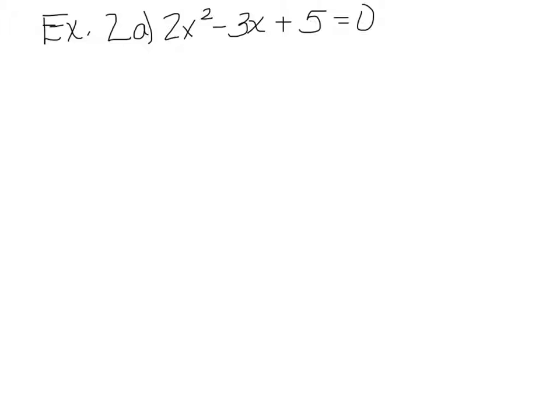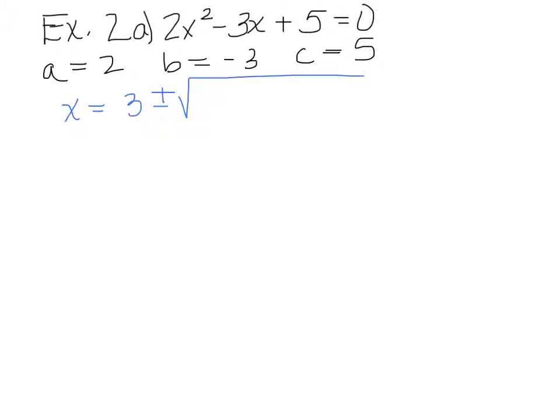Okay, and then some quadratic equations have solutions that are imaginary. So pure imaginary means there's no real number with it. So I'm going to use quadratic formula. A is 2, B is negative 3, and C is 5. So I'm going to use the formula. X equals the opposite of B, plus or minus square root, B squared minus 4AC all over 2 times A.